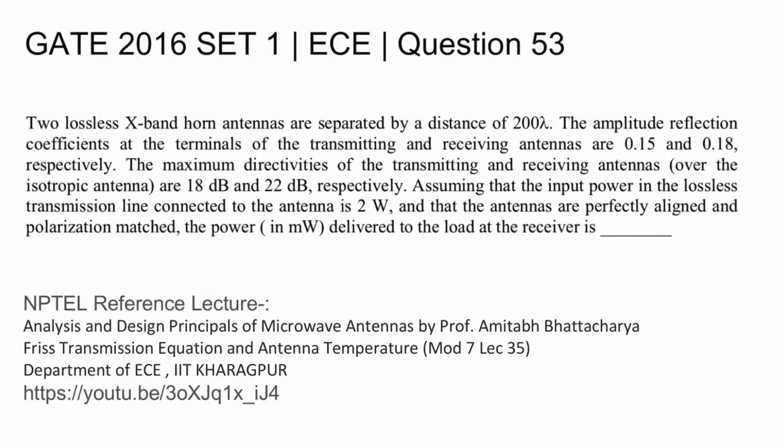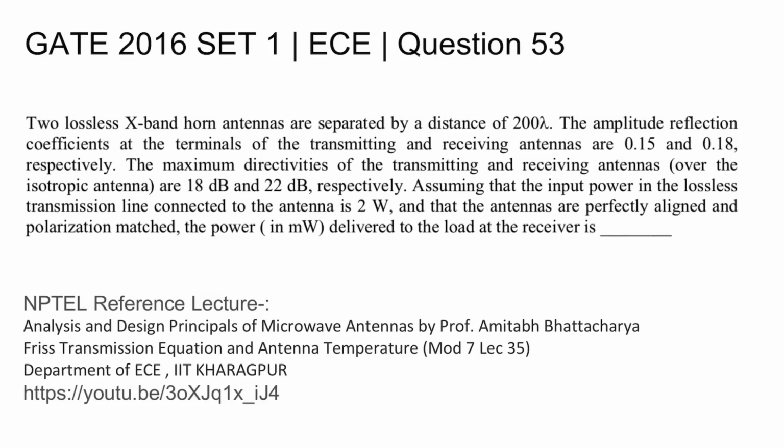This is GATE 2016 Set 1 EC question number 53. Two lossless X-band horn antennas are separated by a distance of 200 lambda. The amplitude reflection coefficients at the terminals of the transmitting and receiving antennas are 0.15 and 0.18 respectively. The maximum directivity of the transmitting and receiving antennas over the isotropic antenna are 18 dB and 22 dB respectively.